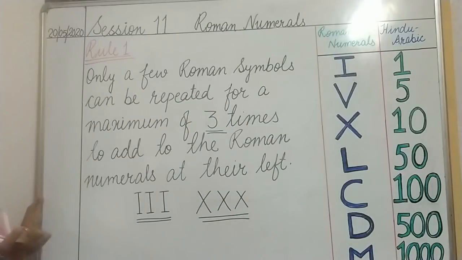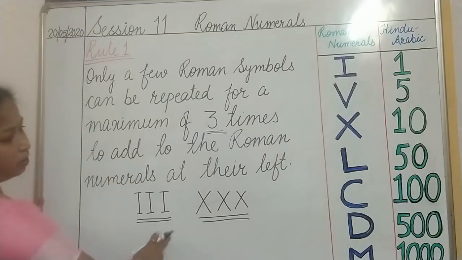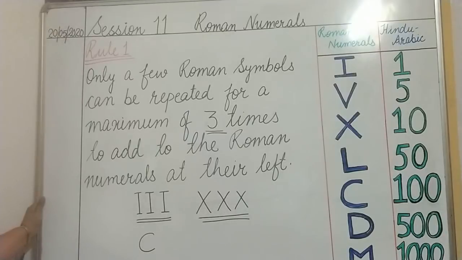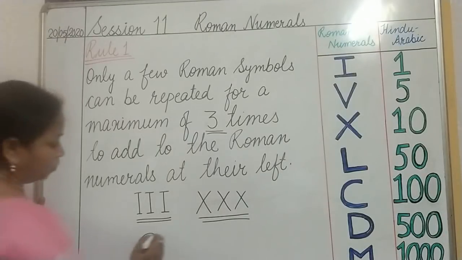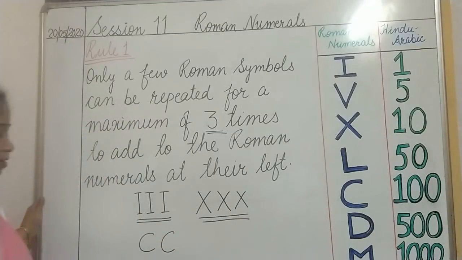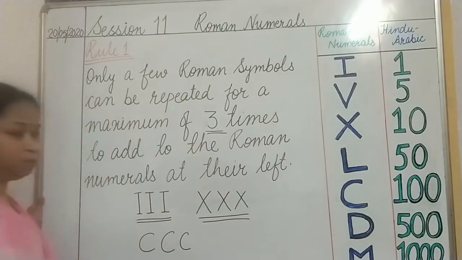We cannot exceed it because the rule says that it can be repeated a maximum of 3 times. And as you can see, while I am writing, I am always writing toward the left of it, isn't it? Then which other symbol do you know? Let me explain. C. This C stands for 100, isn't it? Then if I have one more C, what will it be? It will be 200. If it is repeated 3 times, then it will be 300.